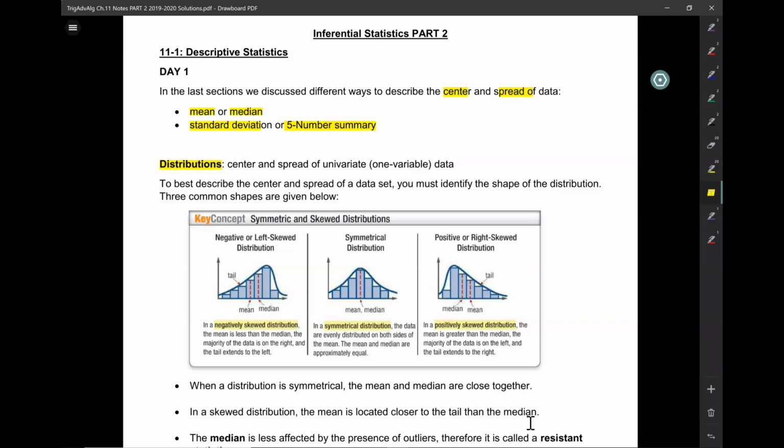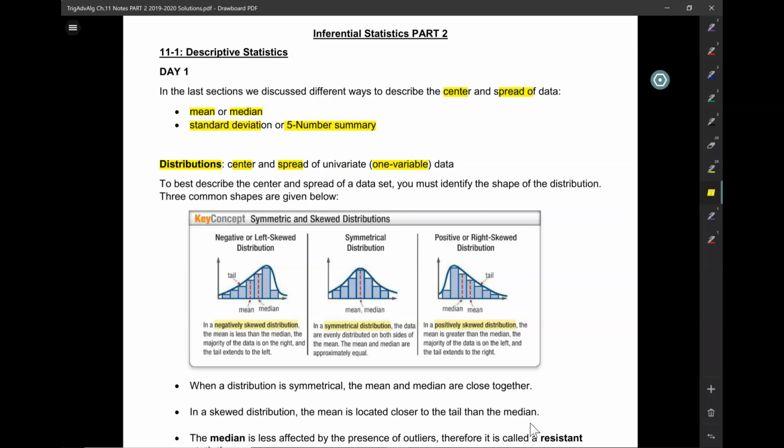Distributions describe the center and the spread of one variable data. We call that univariate. What does one variable data mean? Basically, it's everything that we've been doing right now. These are the goals for a season. This is the number of wins of the Super Bowl game. So that's one thing. We're not looking at, say, the number of goals that were scored versus another variable like the temperature or the humidity in the air or whatever, right? So we've been doing one variable data.